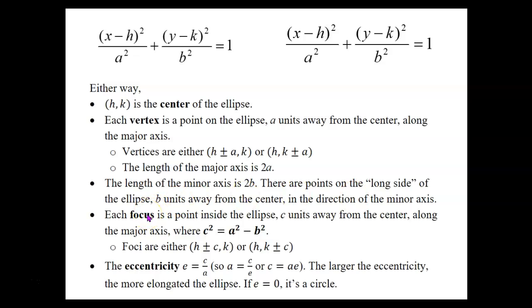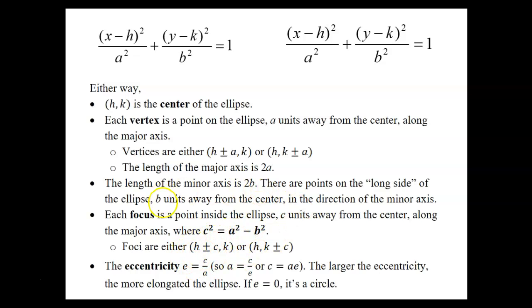Each focus is a point inside the ellipse, c units away from the center along the major axis. And I was saying earlier that a squared equals b squared plus c squared. You could rearrange that to say c squared equals a squared minus b squared. So of those three numbers, the a or the a squared is always the biggest of the three.